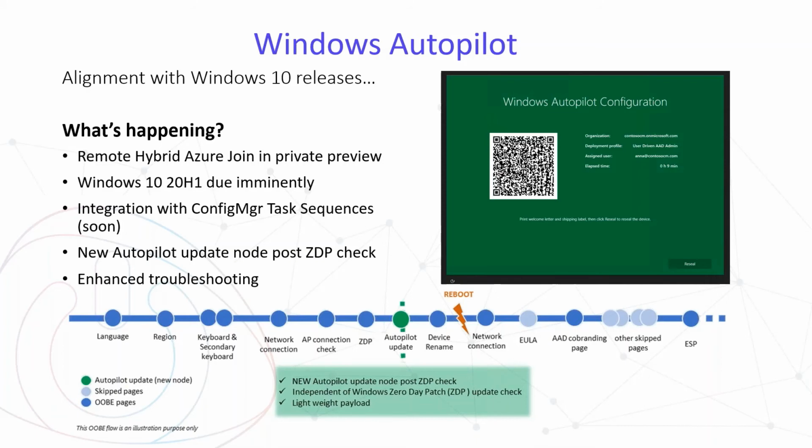I just wanted to add as well, we've got this Autopilot update node, a post zero-day patch update check. What that means is, as you can see on the timeline, roughly how the Autopilot process works, or the out-of-box experience process, should I say, there's a check being put in now to make sure Autopilot itself is up to date, and that will happen at that point. And also enhanced troubleshooting.